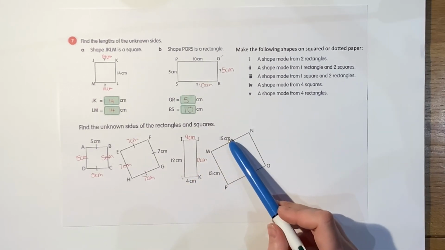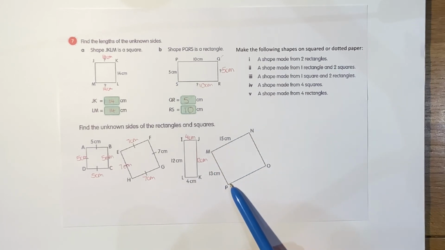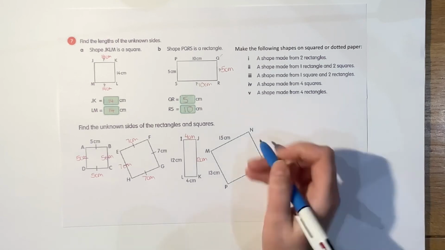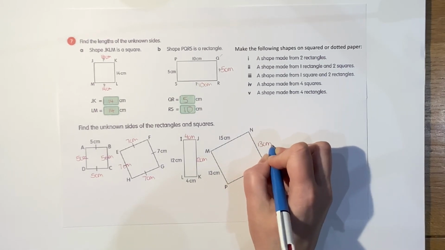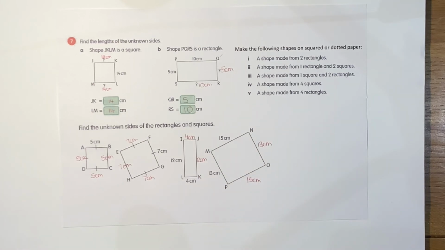And this is a rectangle. You've got the longer side being 15, the shorter one 13. So this one, opposite sides are equal, must be 13, and this one's 15. If you do have squared paper or dotted paper, do have a little go at the challenge.